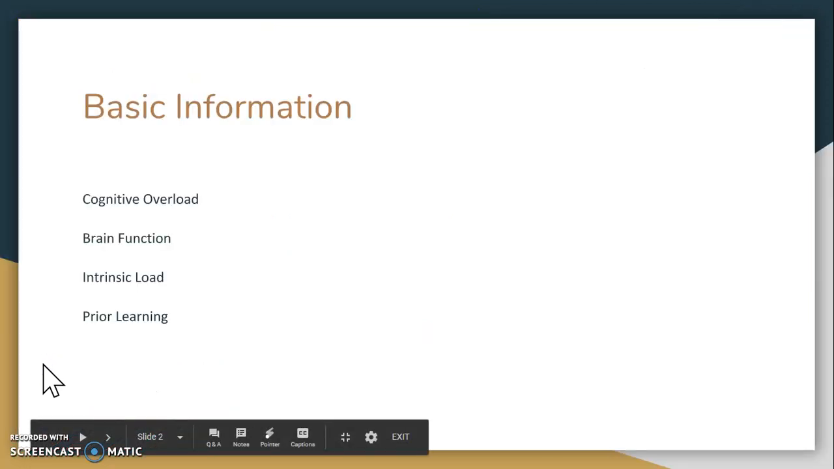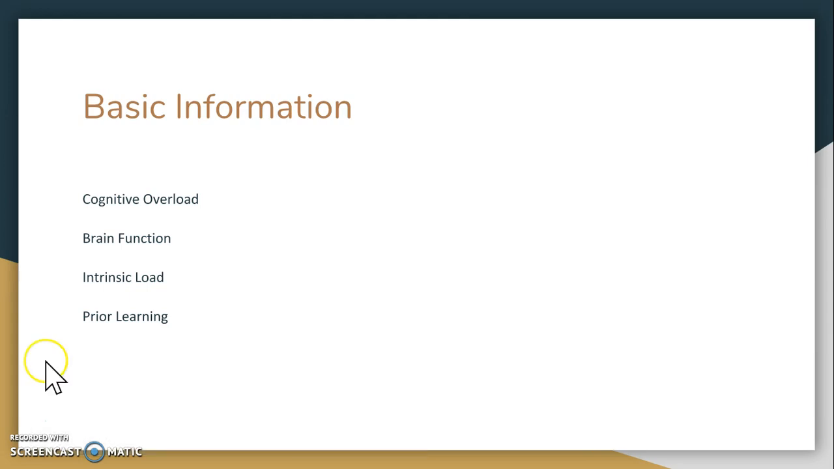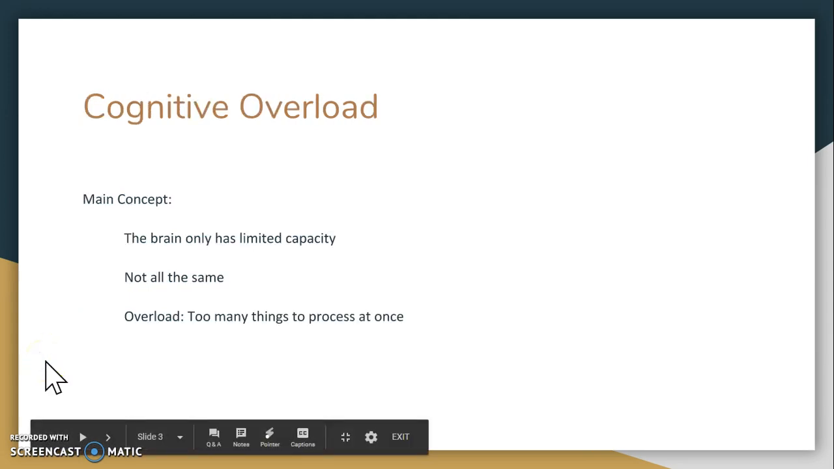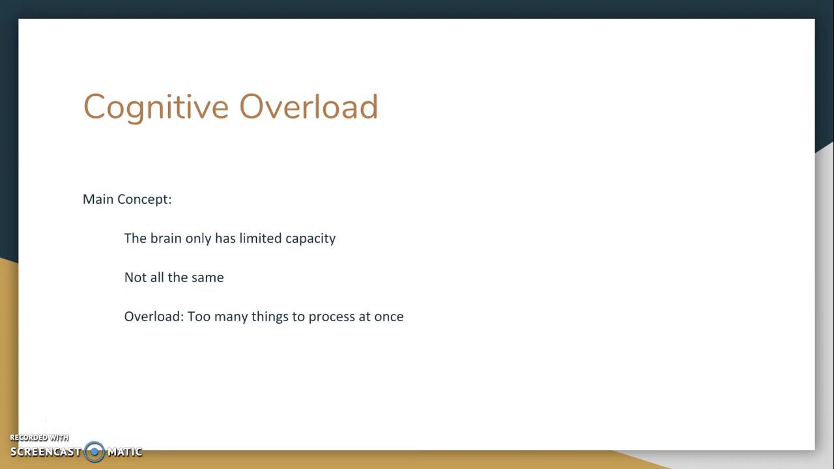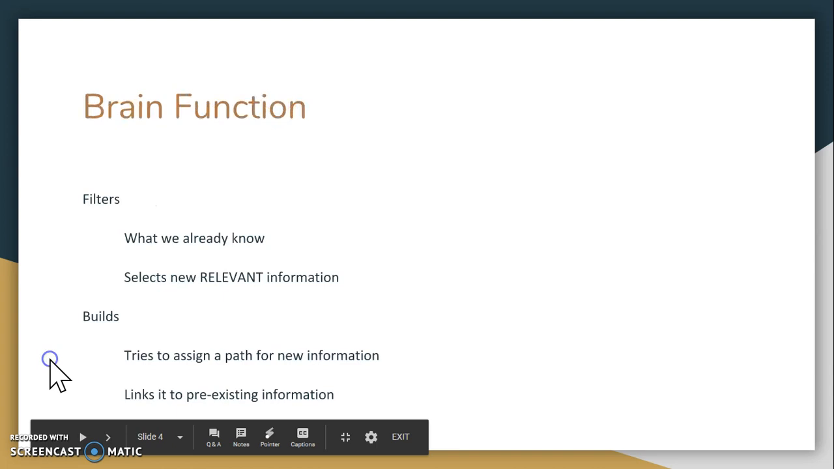And we have cognitive overload, brain function, intrinsic load, and prior learning. With cognitive overload, the main concept is your brain only has a limited capacity to learn concepts at one time. And not everybody's brain is the same, obviously, so some people can learn more things at once than other people, which is important to understand because you have a room full of 20 to 30 kids. Overload is when too many processes happen at once.